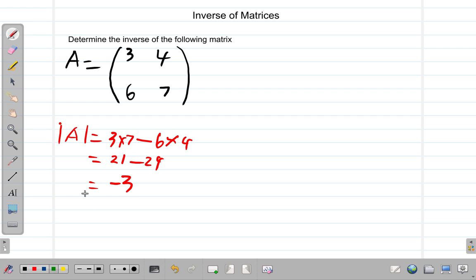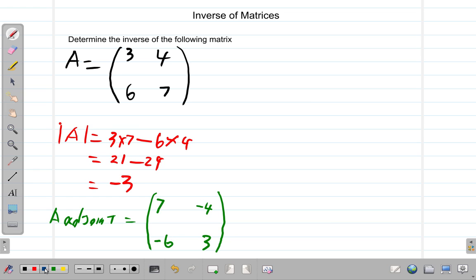After that, you need the adjoint. So A-D-J-O-I-N-T. The adjoint of A is, you interchange the leading diagonals. So 7 comes up here and 3 goes down here. Interchange these, right? Then you multiply the non-leading diagonals by -1. So 4 becomes -4 and 6 becomes -6. So that's the adjoint.